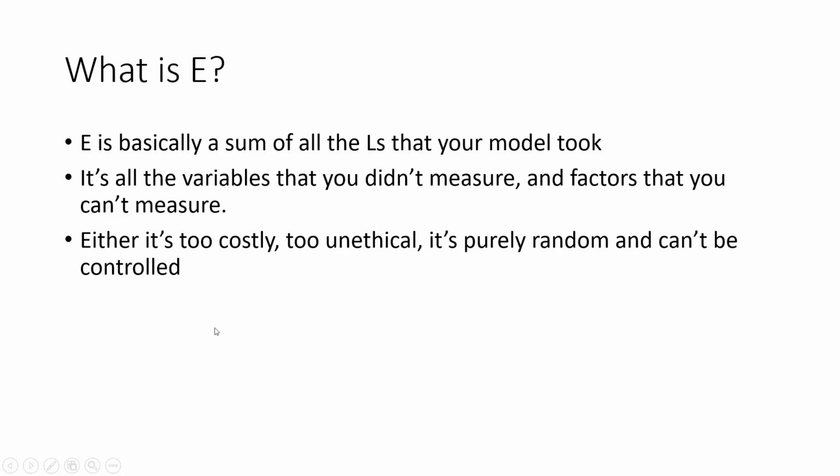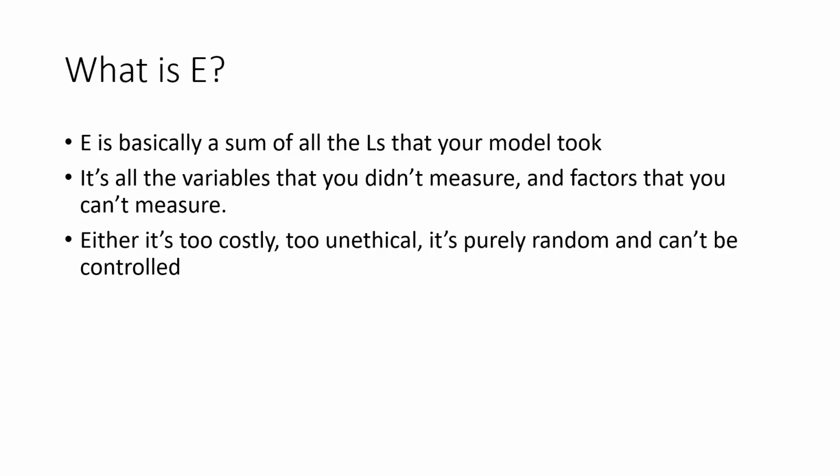Okay? So what exactly is E? I've said that it's the error, the stuff that you didn't measure, the stuff that isn't included. Basically, it's all of the variables that could have been included in the model, in theory, but you didn't actually include them when you made the model. So it's all of the variables that you didn't measure and the variables that you can't measure. You didn't measure them maybe because it's too costly, maybe because it's too unethical, maybe it's purely random, or maybe it's too complicated and you don't really want to do it.